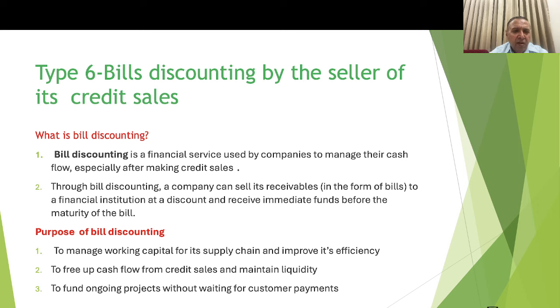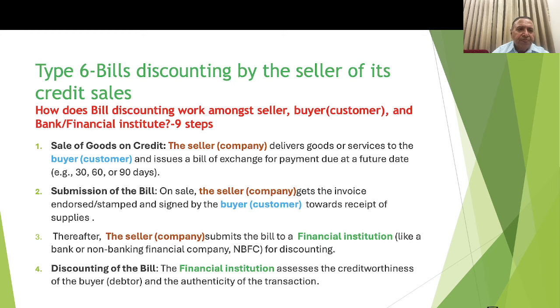Purpose of bill discounting: to manage the working capital for its supply chain and improve its efficiency, to free up the cash flow from the credit sales and maintain liquidity, and to fund the ongoing projects without waiting for the customer payments. How does bill discounting work amongst seller, buyer, and the bank or financial institute who discounts these? It is important to understand these steps, because any discontinuity or any problem in this can lead to adverse reporting in the balance sheet.